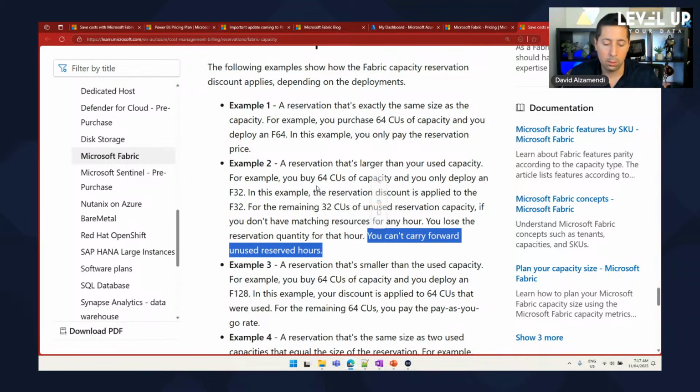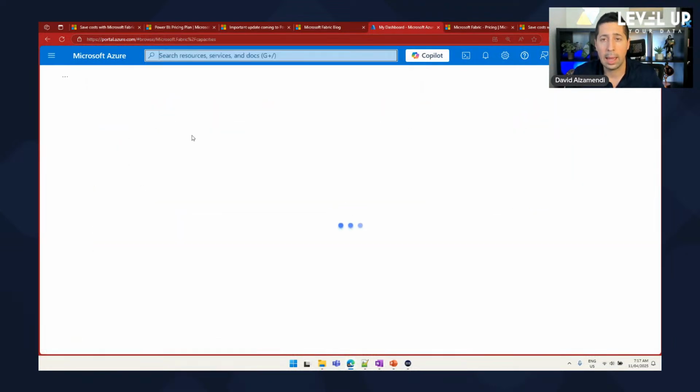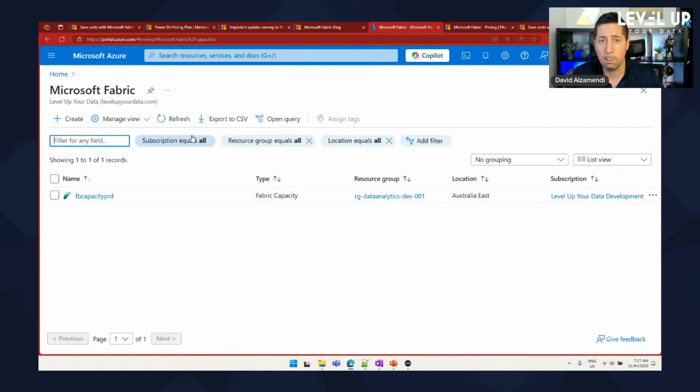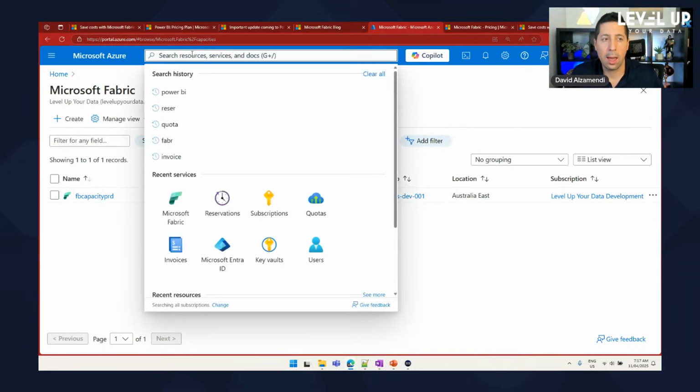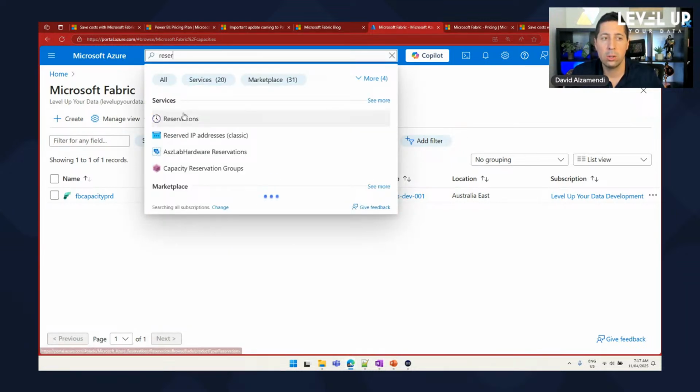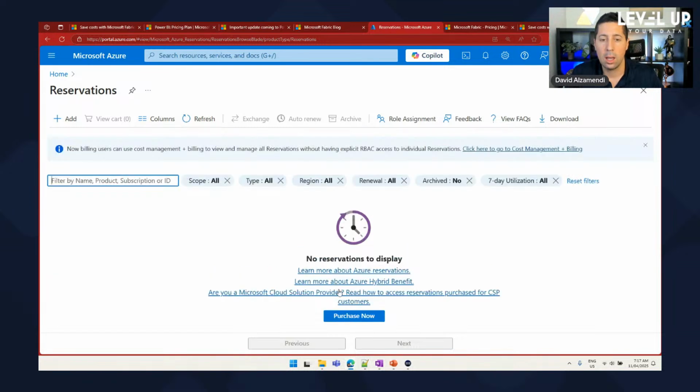So let's go again. For you to get the reservation, there are two things that have to happen. The first one is that you have to get the fabric capacity. So you can come here and get your fabric capacities. Independently of whether you want a pay-as-you-go model or a reservation model, you have to get the capacity. And on top of that, if you want to apply the reservation, you will go to the reservation section and purchase a capacity reservation that will be applied as a discount to your fabric capacity.